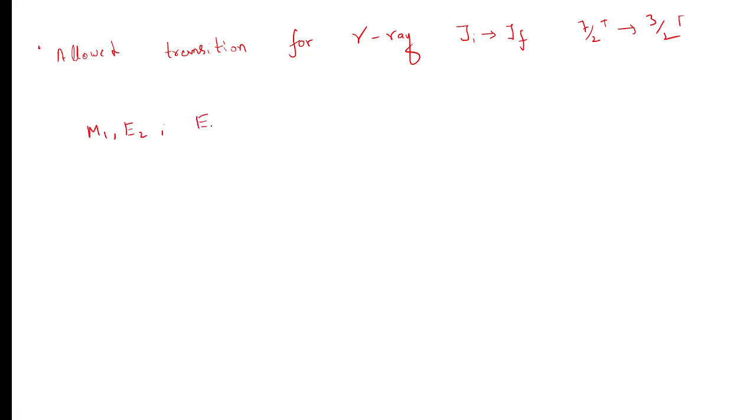So we have another question which goes: allowed transition for gamma ray from Ji to J, that is 7 by 2 to 3 by 2, which are allowed. So they're saying it's M1 E2, E2 M3, or M3 E4. Just use this chart.